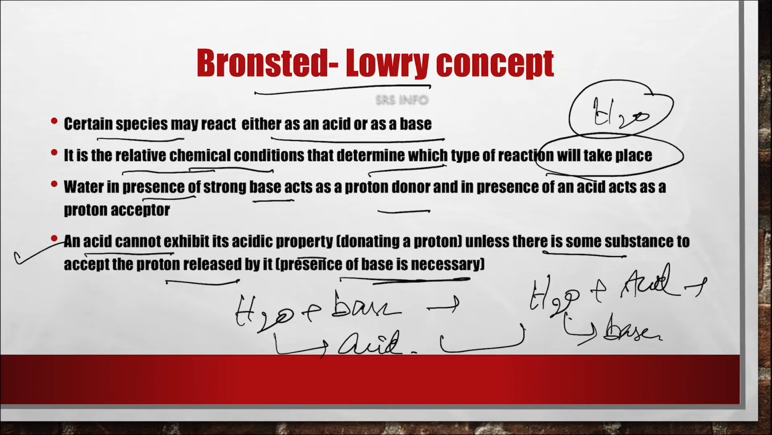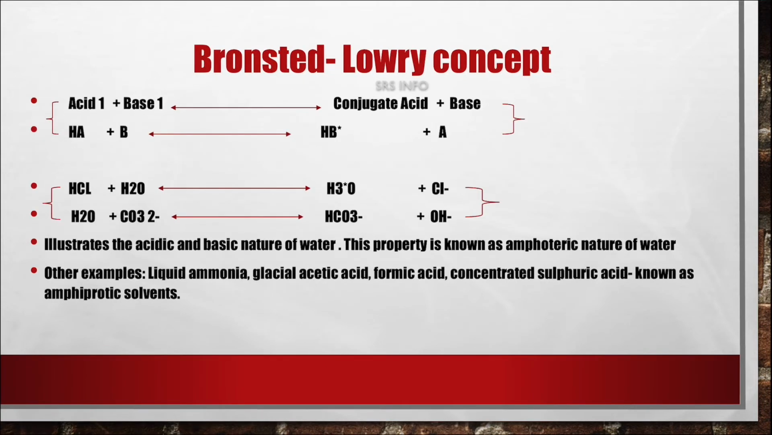An acid cannot exhibit its acidic property, that means proton donation, unless there is some substance to accept the proton released by it. If there is no substance to accept the proton released by the acid, it cannot exhibit its property. Now, this is a pairing: acid, base, acid, base. Conjugate acid base pair, conjugate acid base pair.